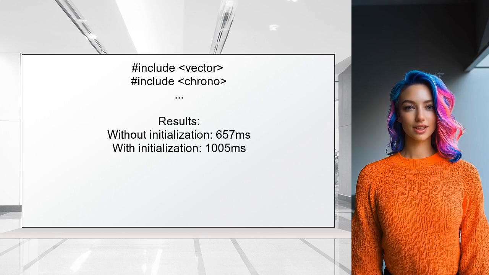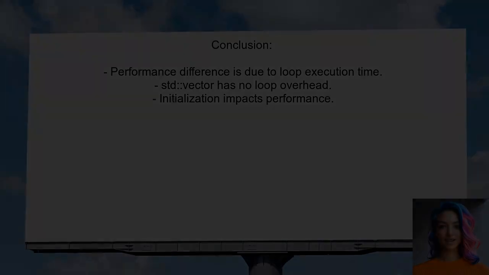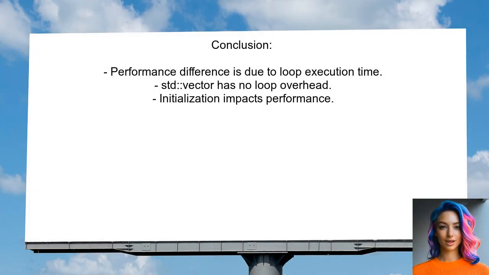They suggest a minimal example to measure the time taken for operations with and without initialization, showing that initialized memory leads to more cache loads and TLB misses, ultimately slowing down the loop. They conclude that the performance difference arises from the loop's execution time, which is affected by whether the memory is initialized. The std vector itself does not add overhead to the loop, but the initialization process does.